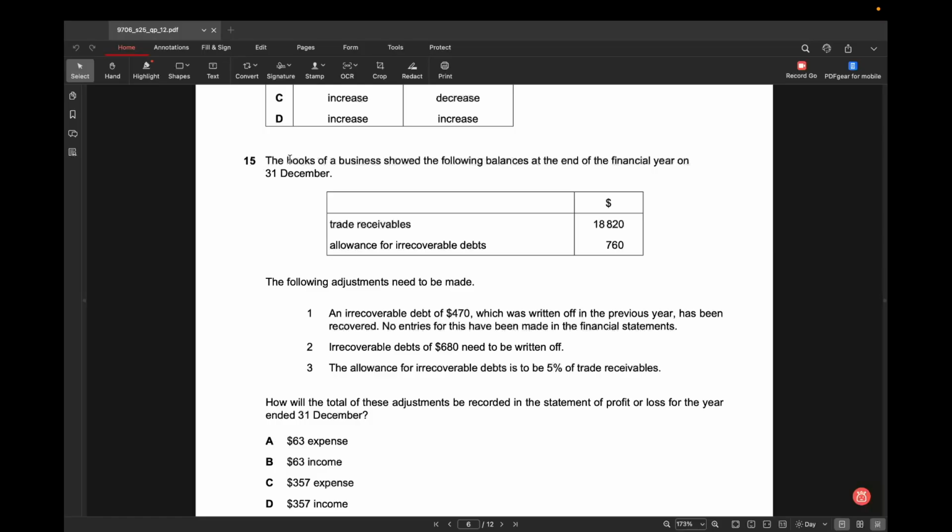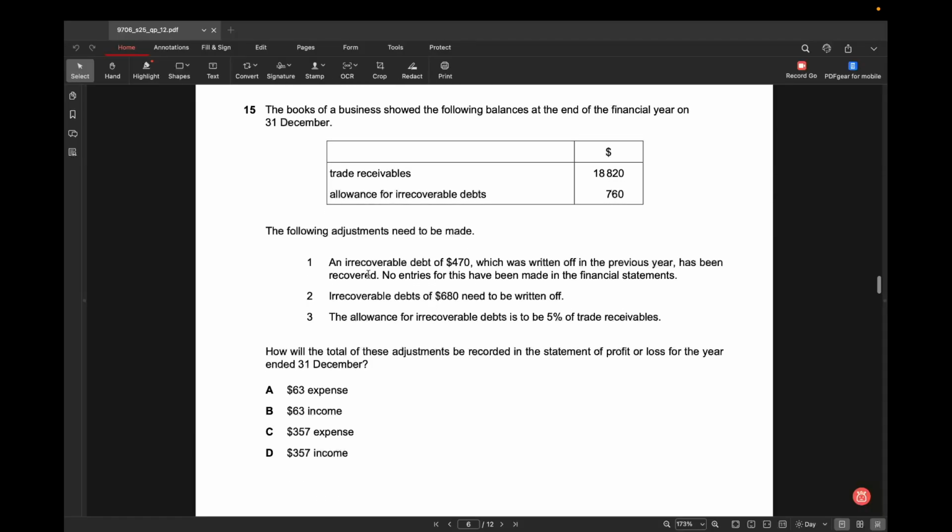15. The books of a business show the following balances at the end of the financial year on 31st December. Trade receivable 18,820. Allowance for irrecoverable debt 760. The following adjustments need to be made. Number 1, an irrecoverable debt of $470 which was written off in the previous year had been recovered. No entry of this has been made in the financial statements.